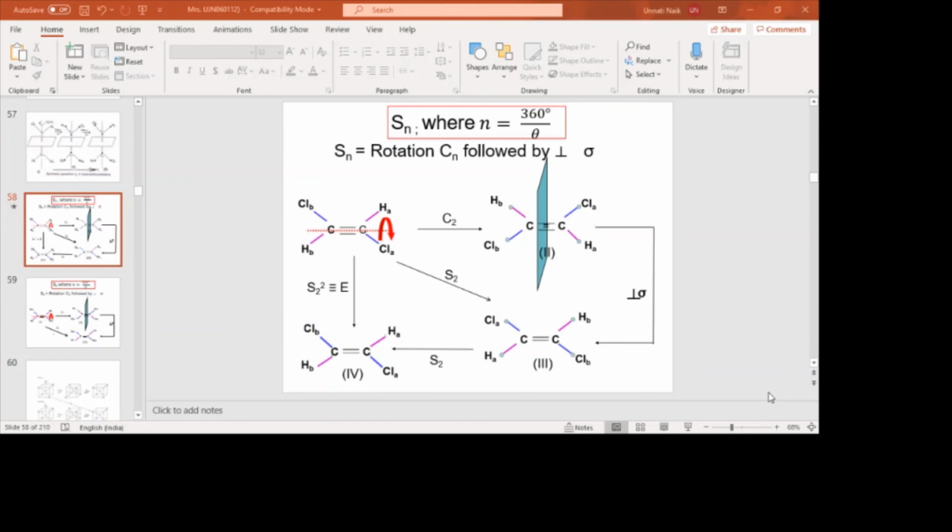So dear friends, keep on practicing for different molecules and you can easily understand the importance of this improper axis of rotation and its equivalent symmetric structure.